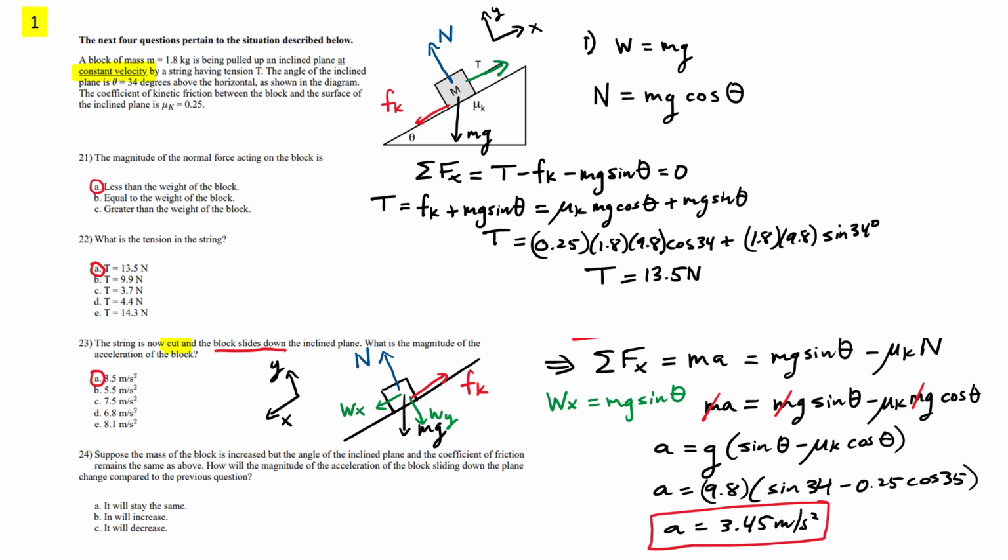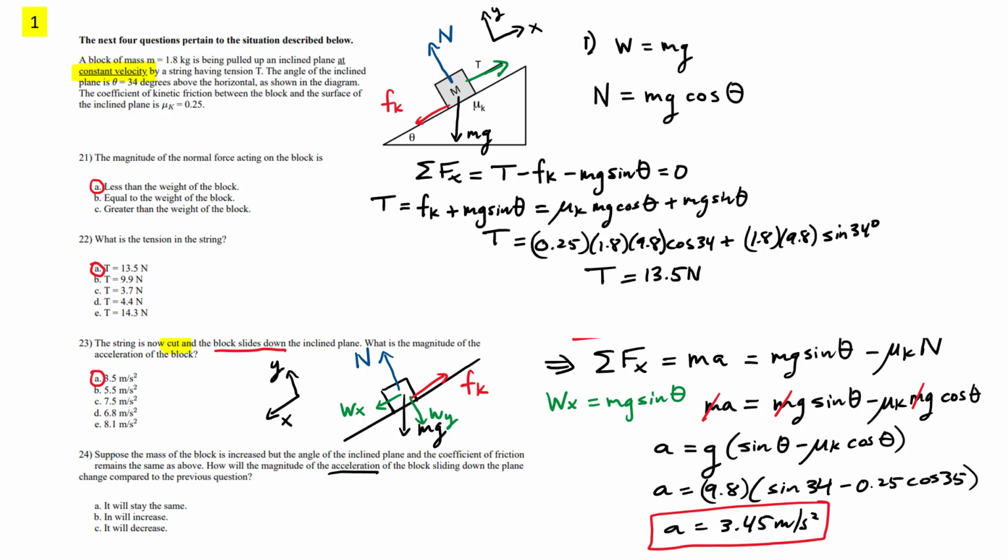All right, the last one says, suppose the mass of the block is increased, but the angle of the incline and the coefficient of friction stay the same. How does the acceleration of the block sliding down the plane change compared to the previous question? Is the acceleration going to stay the same, increase, or decrease?